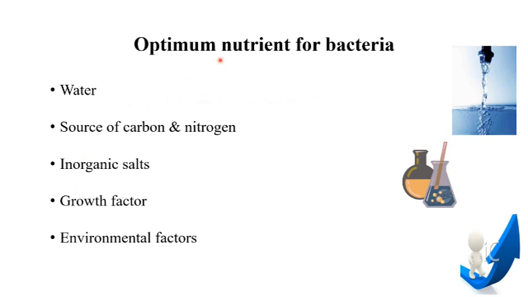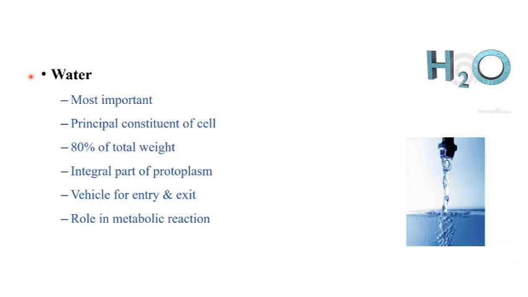The optimum nutrients for bacteria are water, source of carbon and nitrogen, inorganic salt, growth factor, and environmental factor. Water is the most important requirement for the bacteria. Mainly, it is the principal constituent of the cell. About 80% of the bacterial total weight is due to the presence of water. And the integral part of protoplasm is a colloidal system, and this protoplasm or cytoplasm is filled with water.